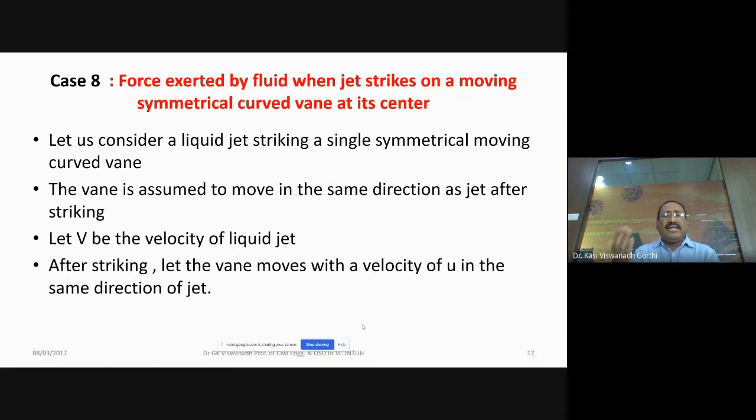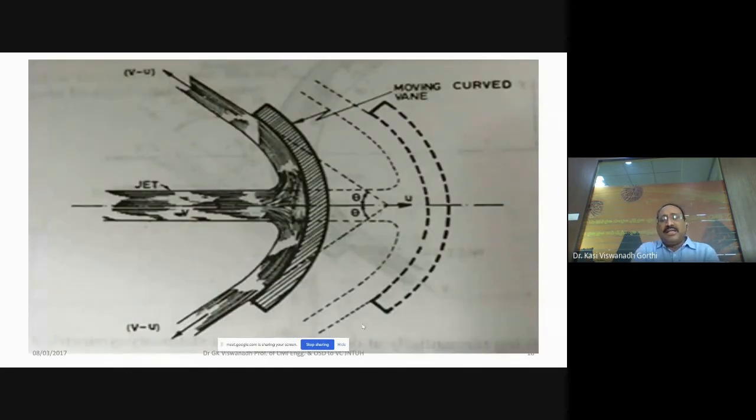Same assumptions. What are the assumptions that we have made? The liquid jet strikes the symmetrical curved vane at the center, and the vane moves along the direction of the jet after striking. So let v be the velocity of the liquid jet, and after striking, let the vane move with a velocity of small u in the same direction as that of the liquid jet. You see here, the dotted portion indicates the position of the vane after striking, whereas the solid hatched portion indicates the position of the vane just before striking.